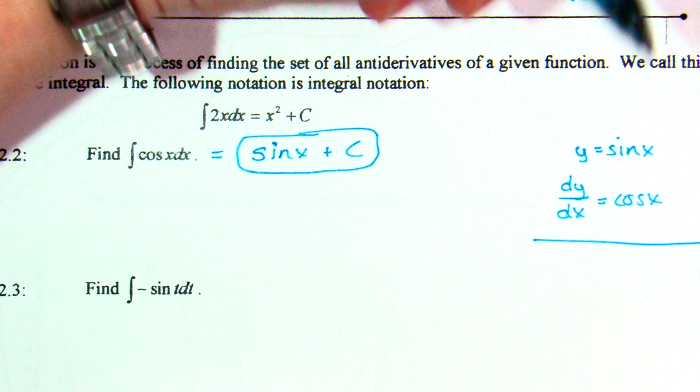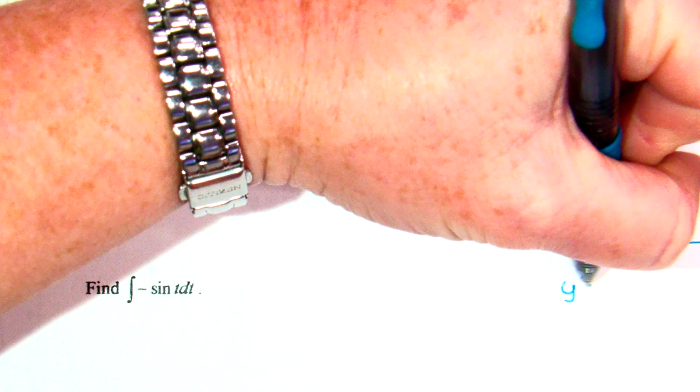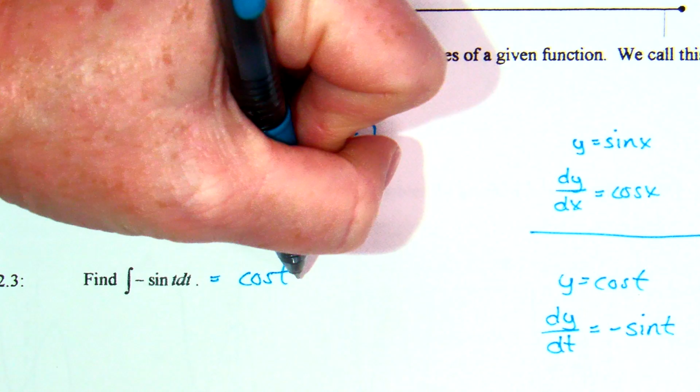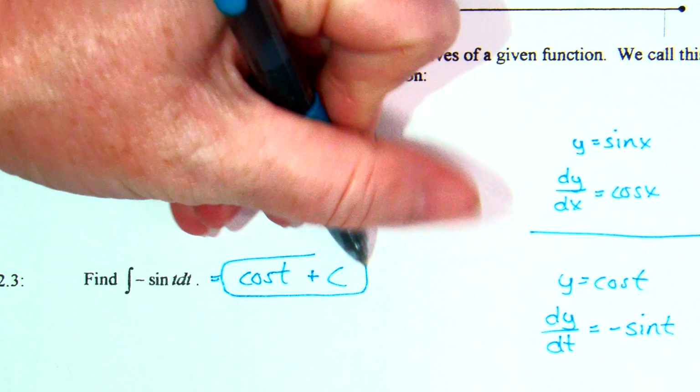Now, here's what I would do. We know it's some kind of cosine. Go over to the side for a moment and think: what is the derivative of cosine t? Negative sine t. So, what is the antiderivative or the integral of negative sine t? Positive cosine t. And don't forget, plus c.